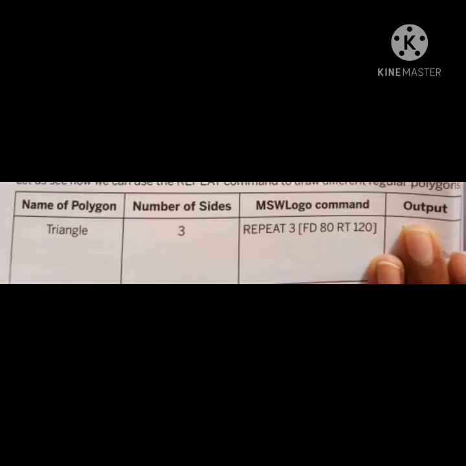So next, to draw a triangle, you can see the command there. Repeat space 3 space, open the square bracket, FD space 80 space RT space 120. So this is how we can use repeat command to draw any shapes.